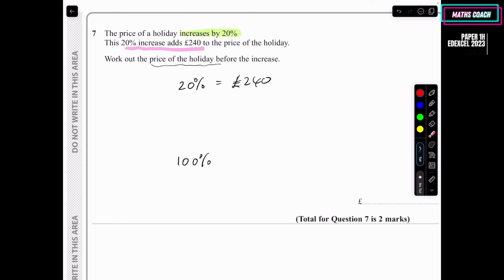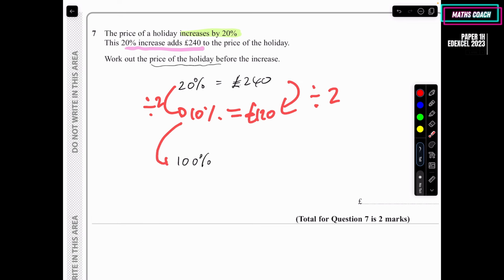You may want to go down to, let's say, 10% and find what that is by dividing this by 2 and dividing this by 2. That gives us 120, and then you can come up to 100% by timesing that by 10, and you also times this by 10. So that would be 120 times by 10, which is £1,200. Okay, that's one way you could do it.